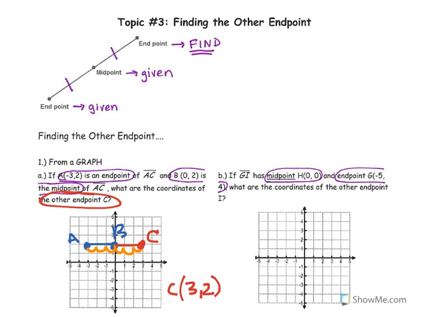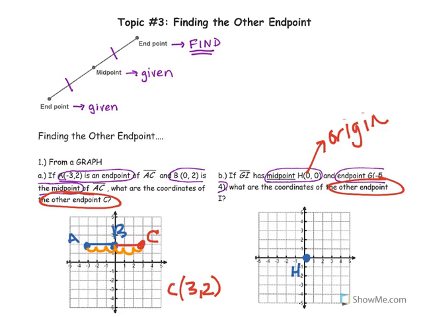All right. If GI has a midpoint of H0, 0, another way I could have said that is its midpoint is the origin, and an endpoint of negative 5, 4, what are the coordinates of the other endpoint? So again, recognizing that you're solving for the other endpoint here. And let's plot. H is 0, 0. That's right here.